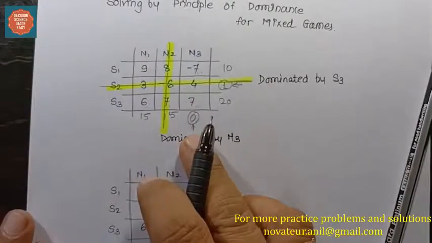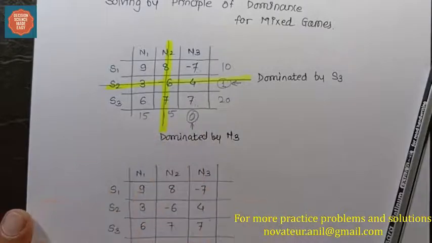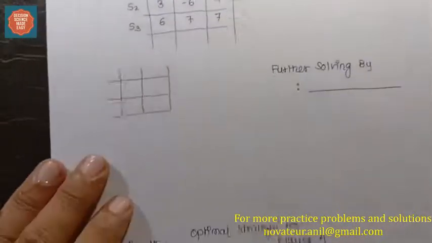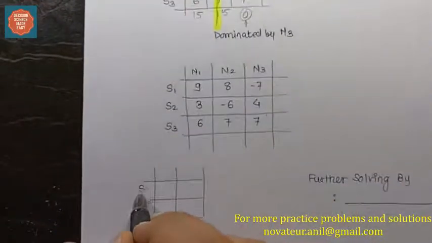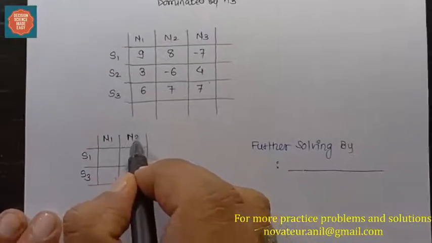Let's see, this is gone. Let's compare these. 9 is greater than minus 7. 6 is okay. So nothing can be done. Only these two are possible. So after eliminating this, what is remaining? S1 and S3 are remaining, and here N1 and N2 are remaining.